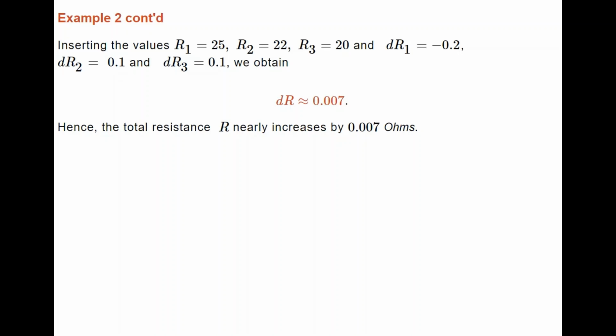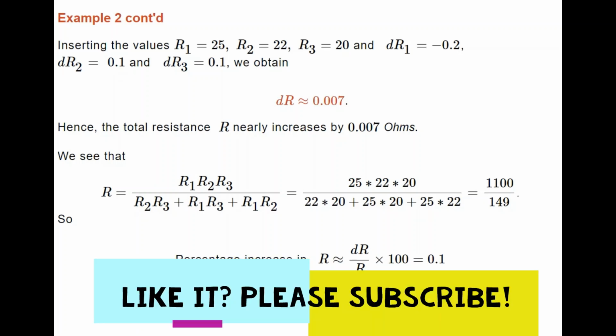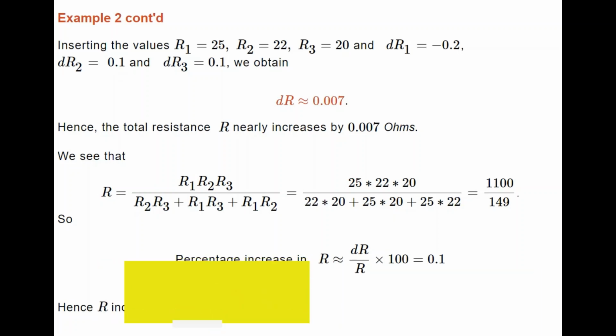And we see that the actual value of R with R1, R2, R3 without going any change was 1100 on 149 using the values. And so we can compute the percentage error as dR divided by R times 100%, and that turns out to be 0.1%. So we see that after all the changes occurred in the resistance of R1, R2, and R3, the total resistance in the circuit has only increased by 0.1% after all the calculations that we did.